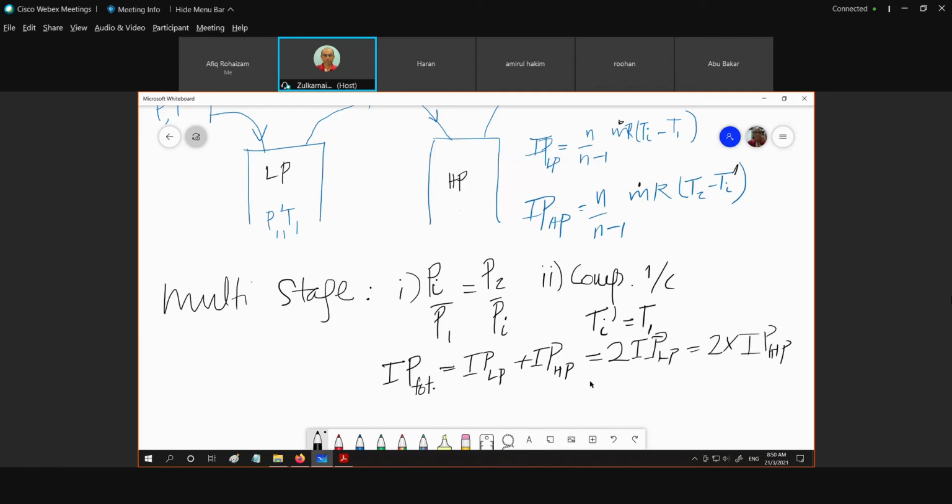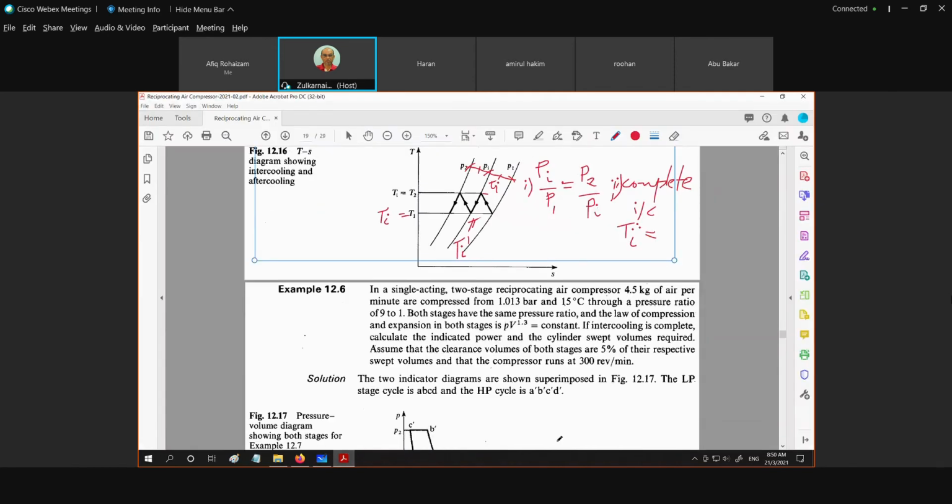The next, inilah case untuk kita punya multistage compression with intercooler. Okay? Right. So sekarang ni kita cuba lihatlah for this example, maybe kita akan cuba dapatkan satu persatu lah. Let me copy this example.